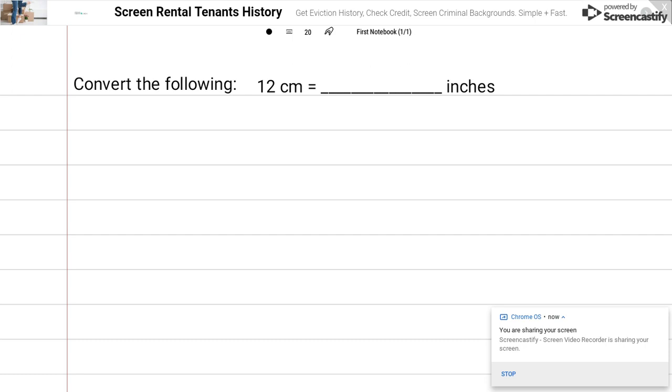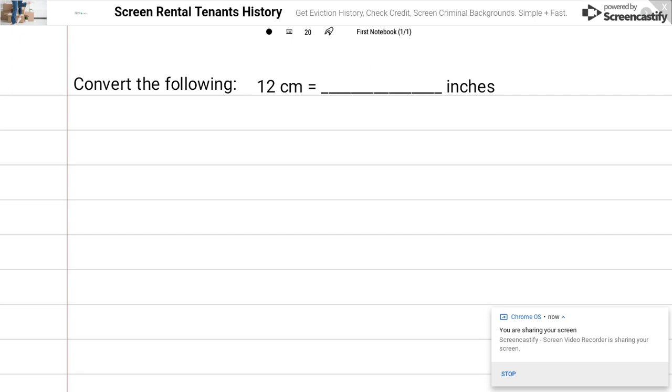We are still going to be doing some unit conversions here, but instead of staying in one unit, we are going to go to another unit. So we're starting off with centimeters, which is metric, and we're going to go to customary, which is inches. Generally, inches can be a little bit larger than metric, so our answers, instead of going up like they have been, they're actually going to get smaller.